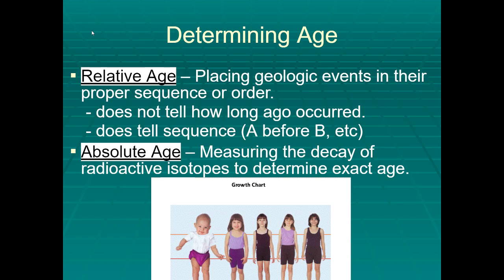Now, if I tell you that Sally is 14, now we can start working backwards to figure out what age Mike might be. We don't know his exact age, we know his relative age.